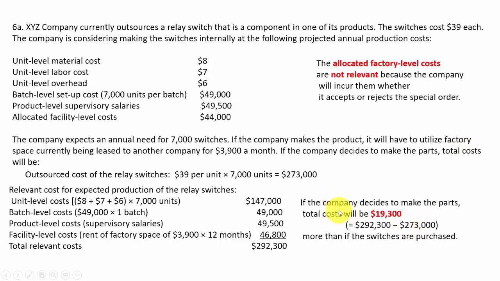Now, if the company decides to make these parts, the total will be $19,300 more to make them than if they were to purchase them. So why would you ever want to do that? Well, a couple of reasons. One, they want to make sure they can always get these switches. Sometimes maybe this supplier that they're getting them from can't make enough of them. Another thing would be maybe they think they can make them at a higher, better quality, and they can control the quality better if they control the manufacturing versus the other supplier. That may be a couple of reasons.